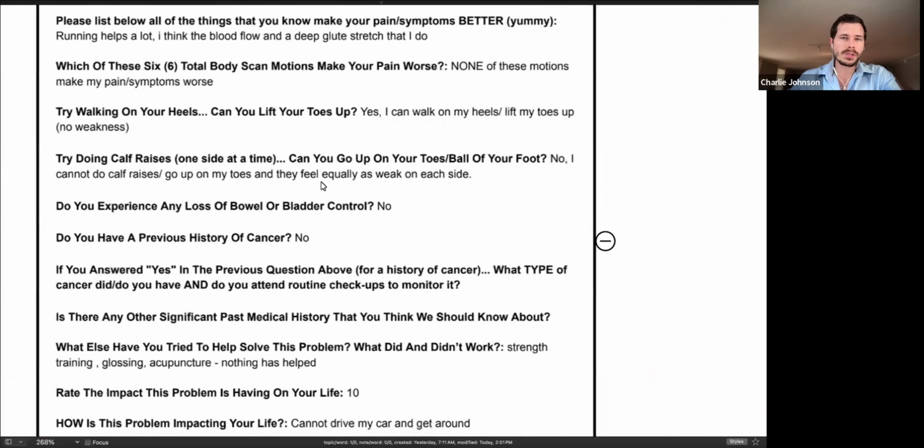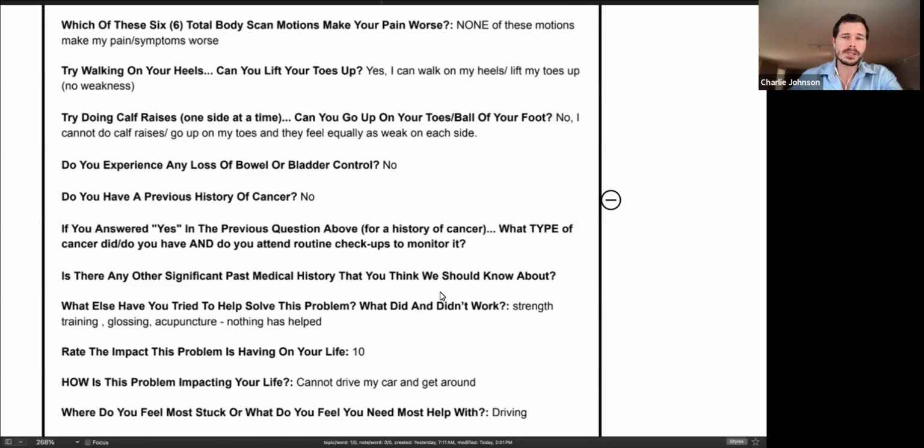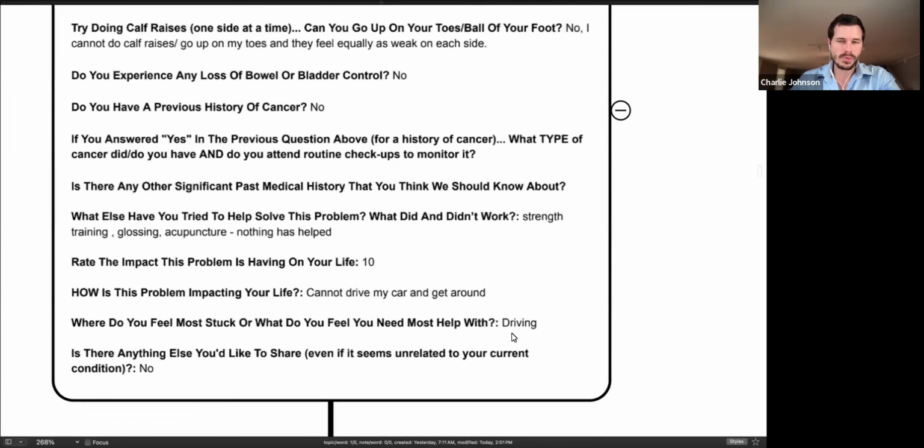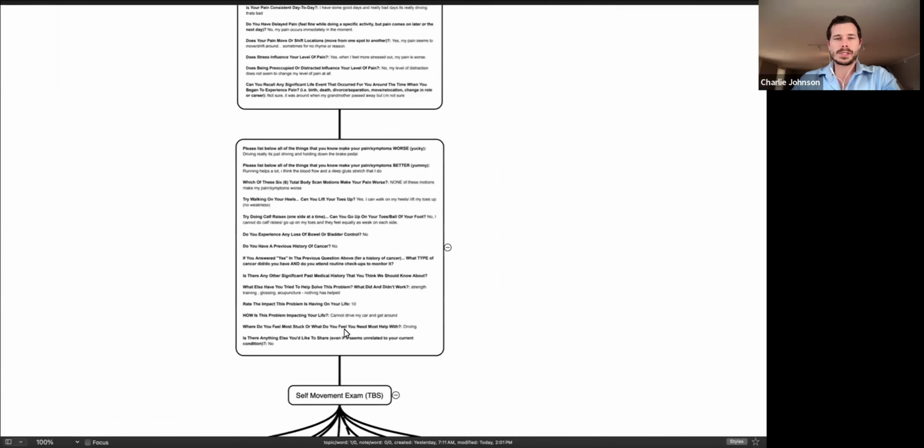He can walk on his heels, some weakness walking on the balls of his feet, no loss of bowel or bladder control, no history of cancer. He has tried strength training, nerve flossing, acupuncture, nothing has helped. Major impact on life, can't drive a car, can't get around. Driving is obviously the problem, and nothing else he wants to add.